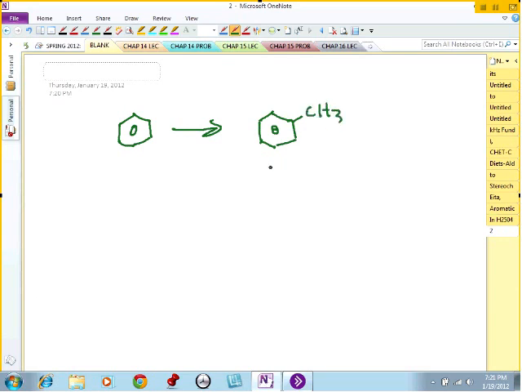Okay, how do I do that? From benzene to toluene, I will take what alkyl halide do I need? I'll take methyl chloride, right? I could take methyl chloride or even sometimes methyl bromide, and then use as a catalyst aluminum chloride. Okay, that will give me that.